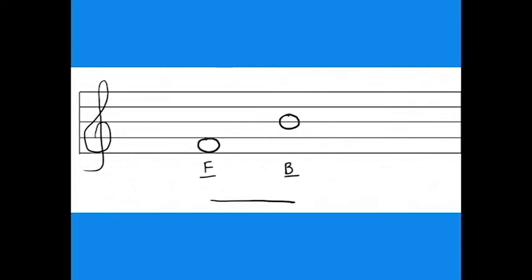Last example of this, our original interval is F to B. So then our inverted interval is going to be B to F because we're going to move this bottom note up to the top. Ta-da! And then we're going to count to find the number component of each of these. Our original interval F to B is 1, 2, 3, 4, a fourth. Our inverted interval B to F is going to be a 1, 2, 3, 4, 5, fifth.